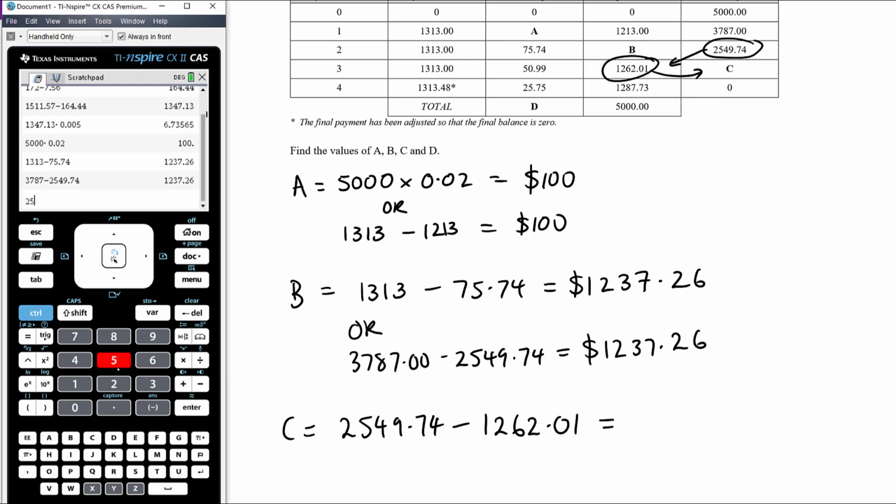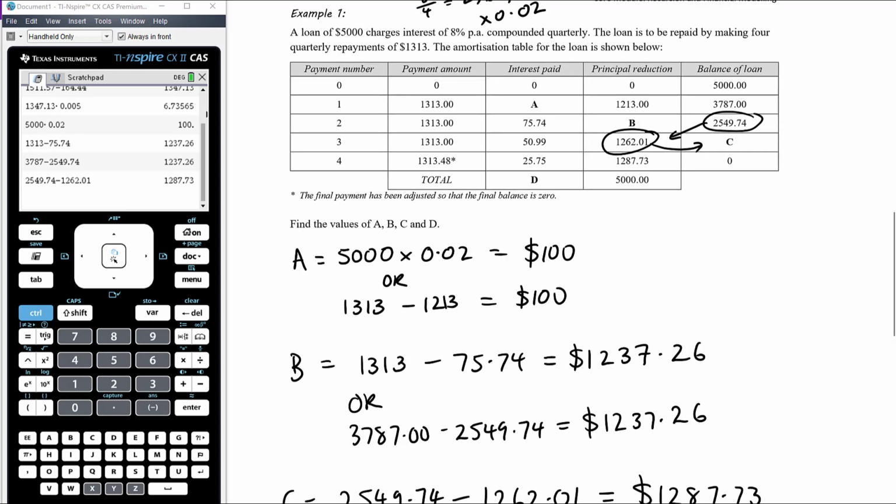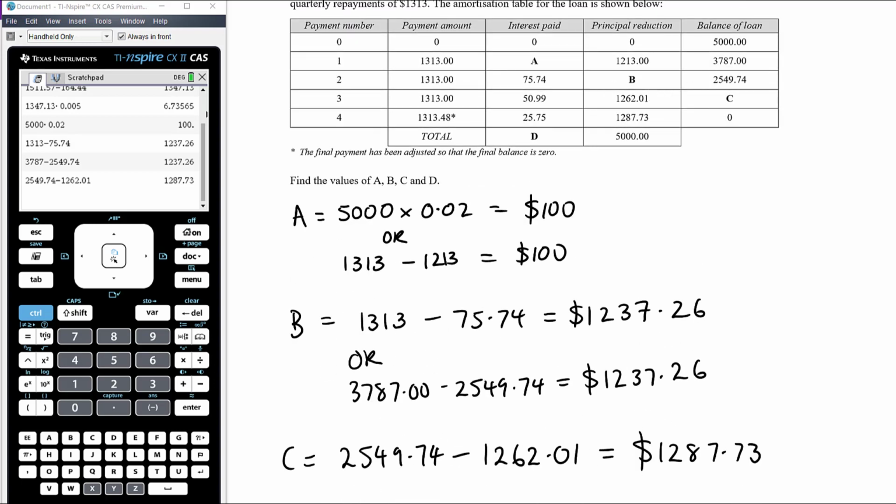Okay, so 2549.74 minus 1262.01. And so the balance at C should be $1,287.73. We can also check that. We could work back from the interest at the next month, but the subtraction's definitely the easiest way. We can check that because if we work out the 2% of C, it should give us $25.75. So if we multiply that by 0.02, yeah, it gives us $25.75. So we can check that that's correct in two ways as well.